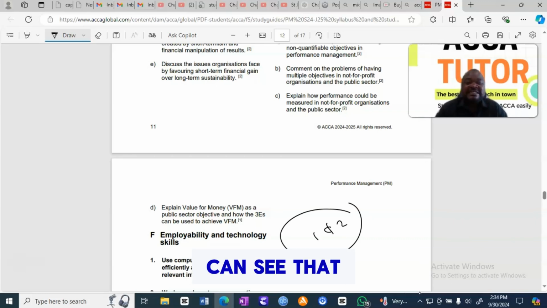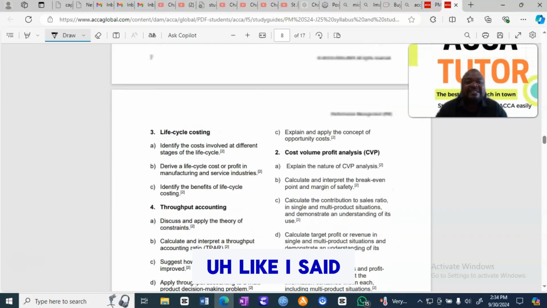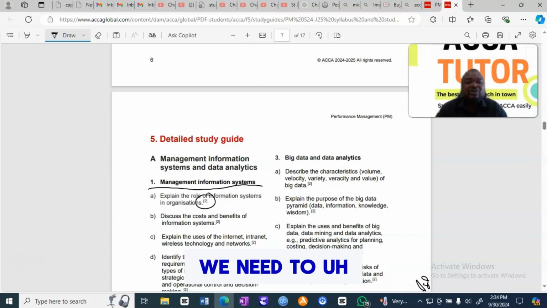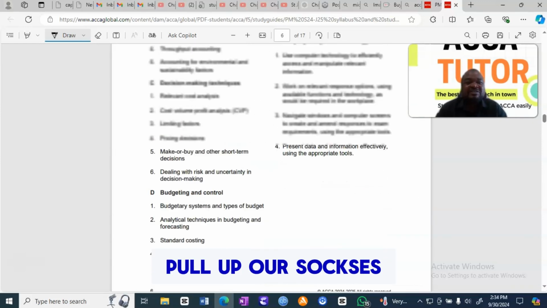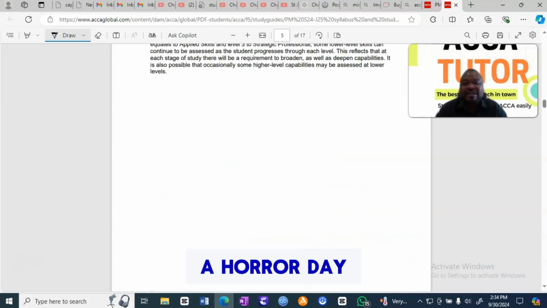So you can see that this is not an intimidating examination. However, like I said, this being a professional level examination, we need to pull up our socks to ensure that the exam day is not going to be a horror day.